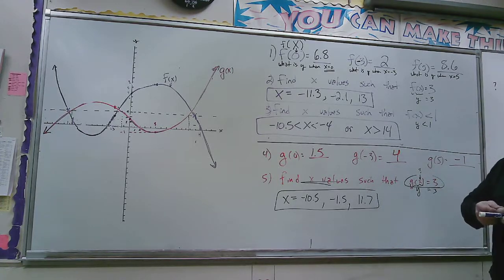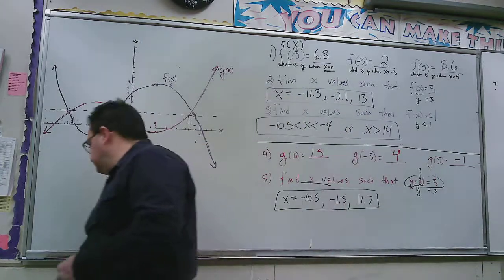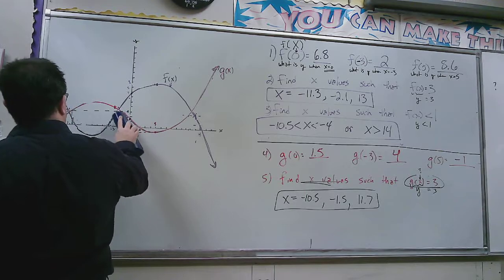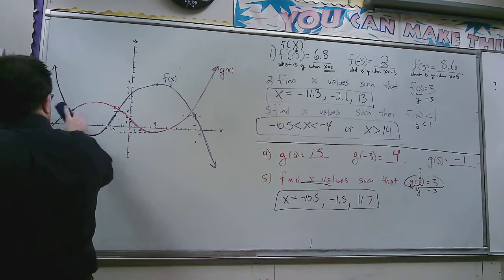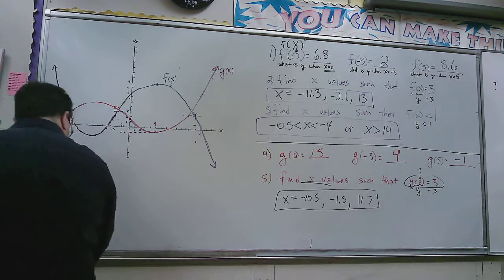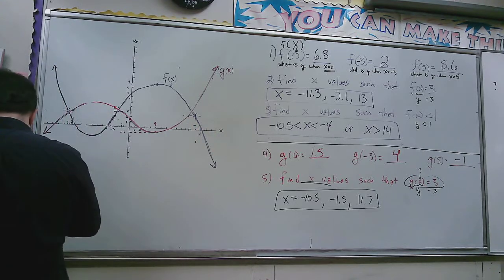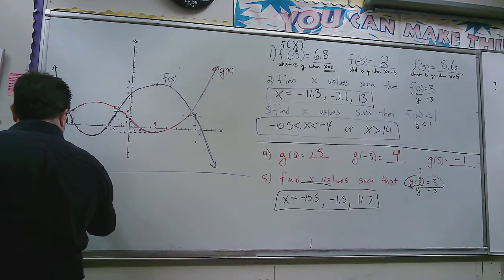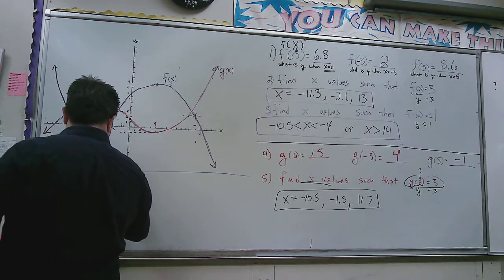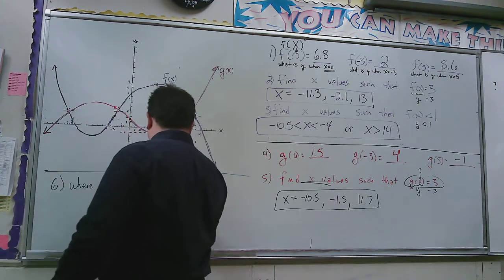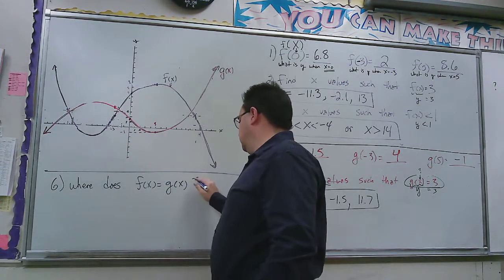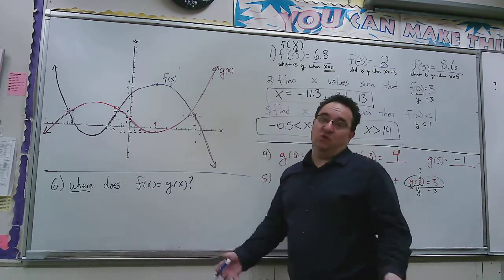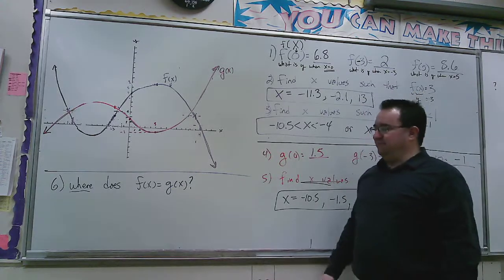Another thing I can ask when there are multiple graphs up here, multiple curves, is I could ask you things like this. So we're on question 5. Let's call it question 6. Where does f of x equal g of x? Now, when we say where in this context, that means for what x values are f and g the same?